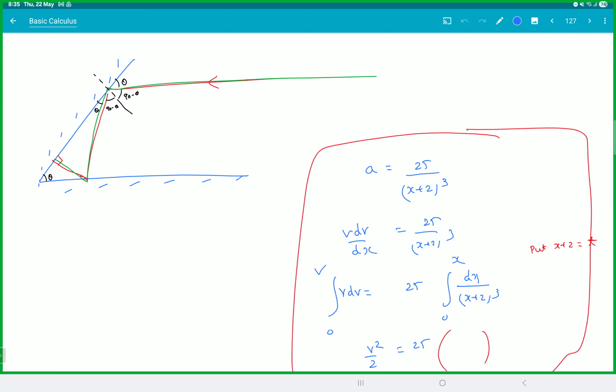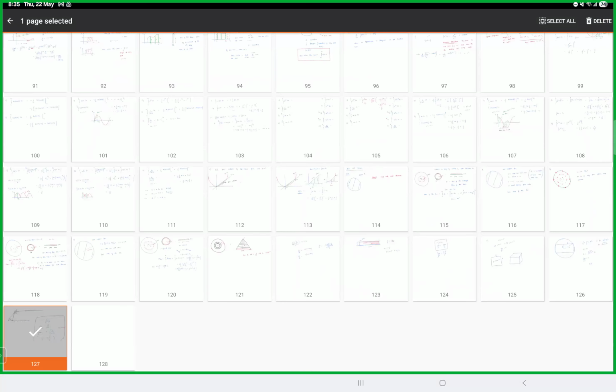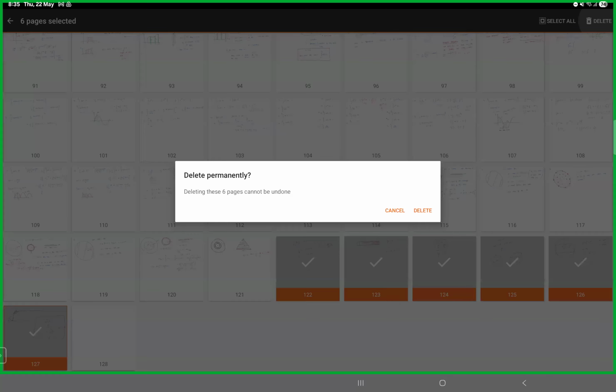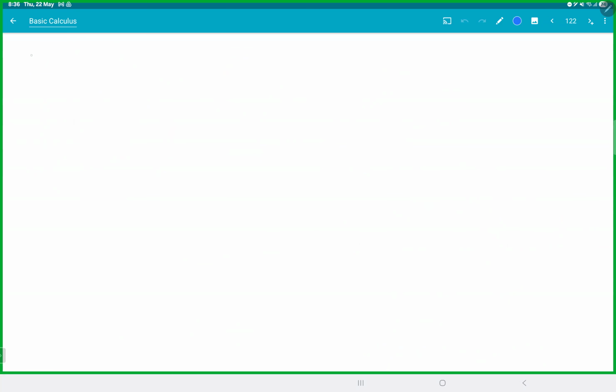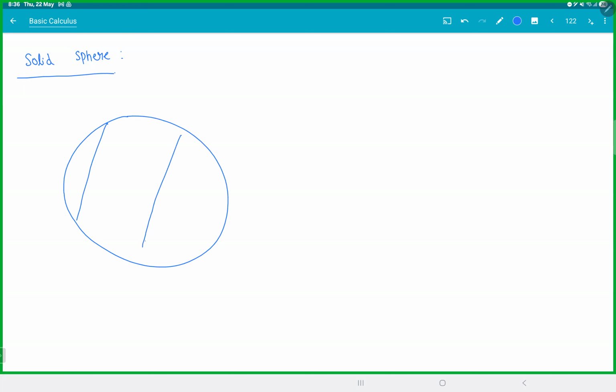So last thing we did was a disk. Next, the next shape you will encounter is a solid sphere. Others, do keep your cams on. Whenever you look at a solid sphere, again, I can't draw a solid sphere on paper, so it looks like a disk only. Radius r.